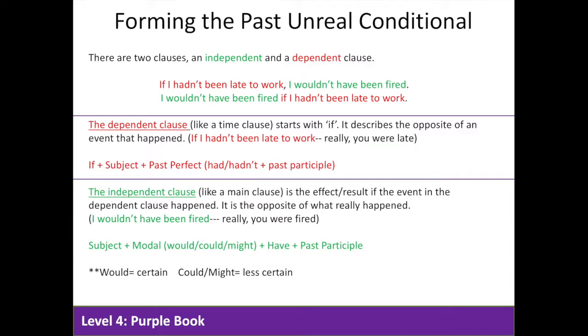Looking at the structure, we start with a subject, followed by the modals would, could, or might, then have, and then the past participle. If we use would, we're more certain, whereas could and might are less certain. Another thing to keep in mind, considering we have an independent and dependent clause: if the dependent clause comes first, we need a comma in the middle of the sentence to separate the two clauses. Don't forget.